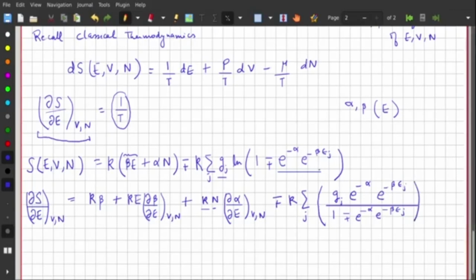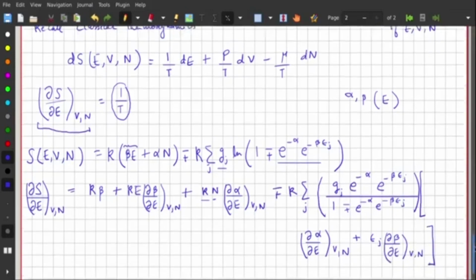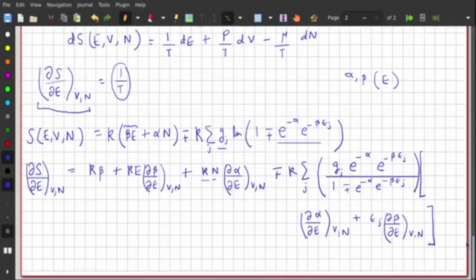Times, now we need to differentiate the powers of e, which are alpha and beta. So that will become, this is multiplied by, I will write down, partial alpha partial e at constant v comma n plus epsilon j, that is this thing, partial beta partial e at constant v comma n, bracket close. See whether that term is clear or not.